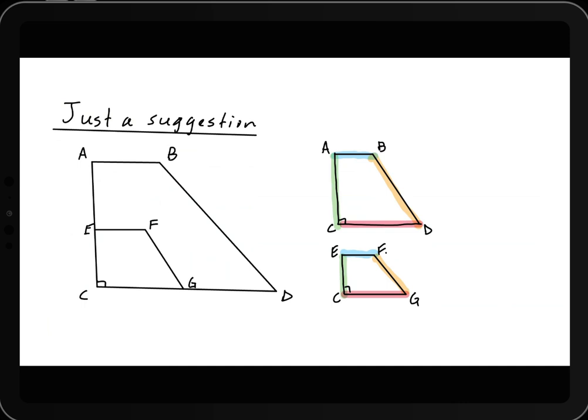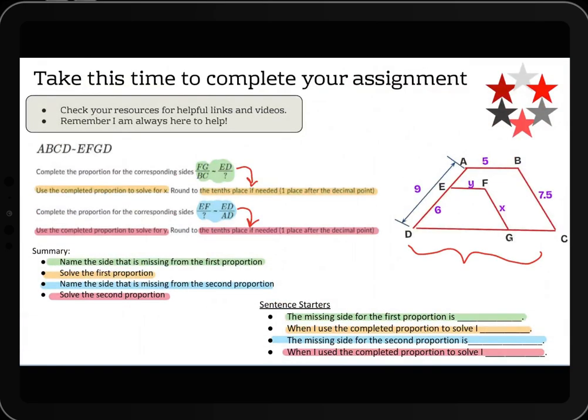This is just a suggestion for your SBW, but maybe taking a look at your SBW, you could do the same thing, and it might make setting proportions up a little bit easier for you.